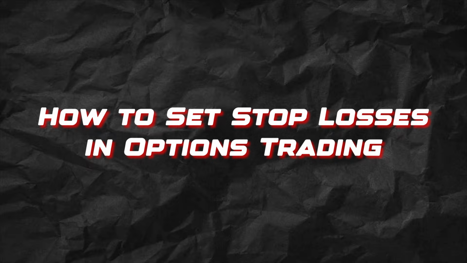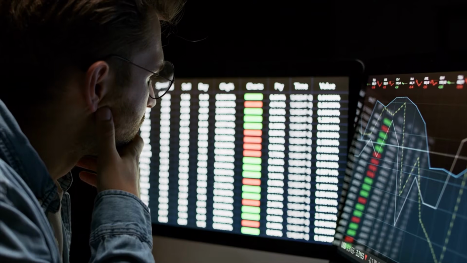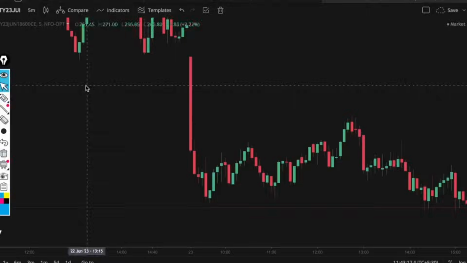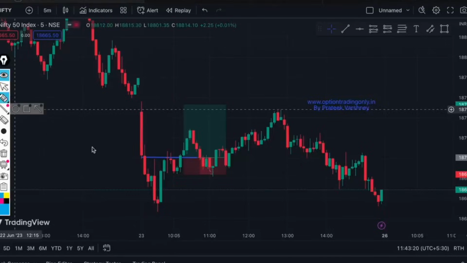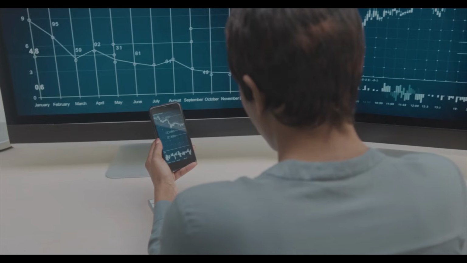How to set stop losses in options trading. Setting a stop loss is relatively simple, but it requires a good understanding of your options and how they behave in the market. Here's how you can set a stop loss.